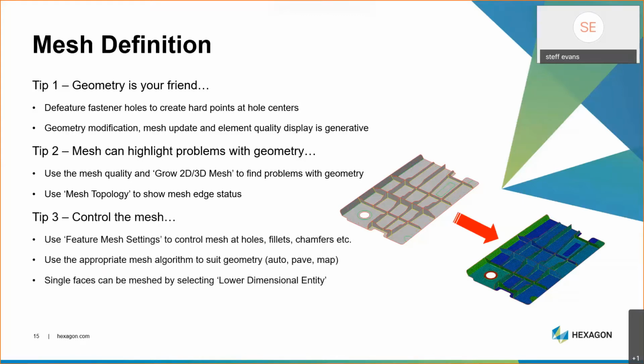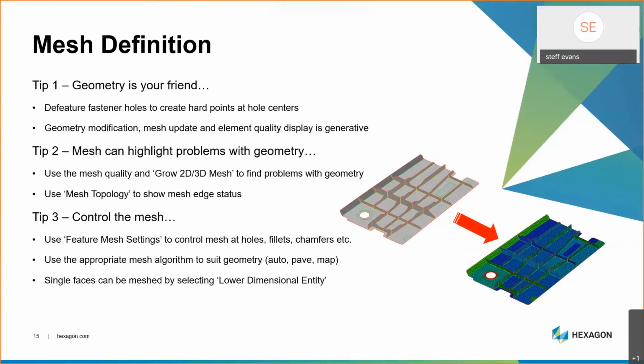Okay. Tip 3: controlling the mesh. So we've got what we call feature mesh settings. So we can control the mesh at things like holes, fillets and chamfers, etc. We can do that on a global basis and set different parameters for different dimensions. So that works nicely if you've got a complex model with lots of different size features in there.